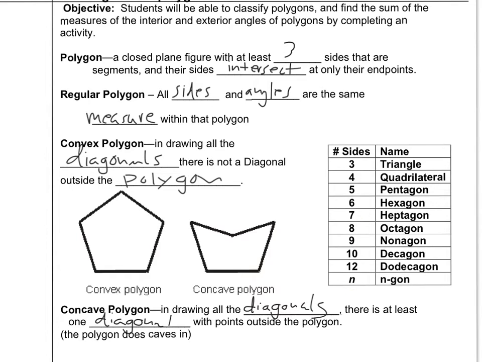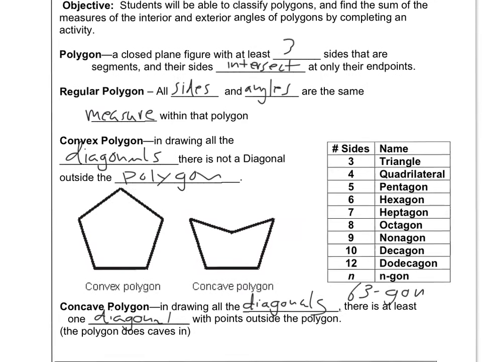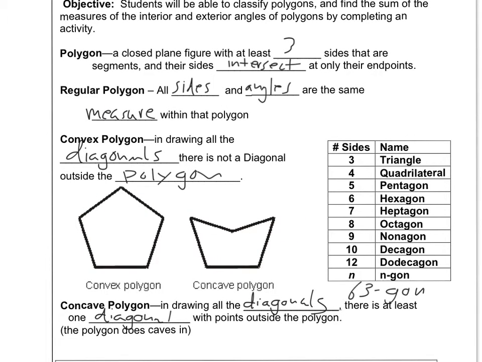Over here, I just have a list of polygons and their names based on the number of sides. So you've got the quadrilateral, pentagon, hexagon, heptagon, octagon, nonagon, decagon, dodecagon. And n-gon just means when it gets really big, we might just say it's a 63-gon. We may not have a name for it, but a 63-gon just means a 63-sided polygon. For the most part, we're only going to be talking about convex polygons. We rarely are going to be talking about concave polygons. So the rules that we're learning today have to do with convex ones.